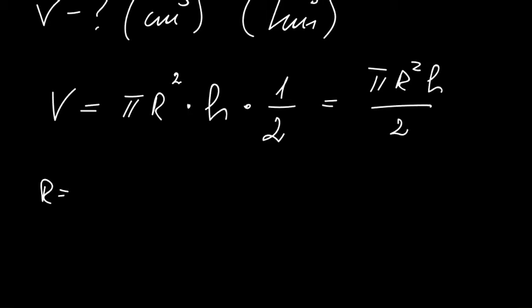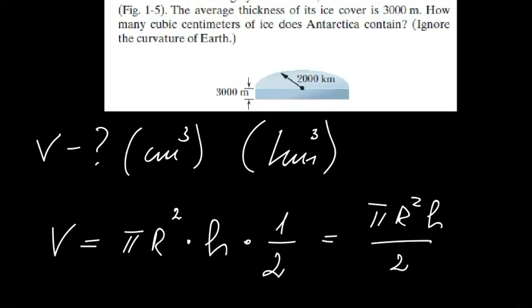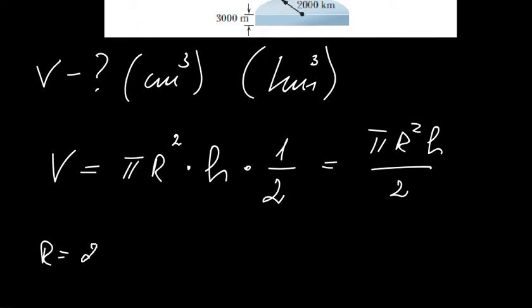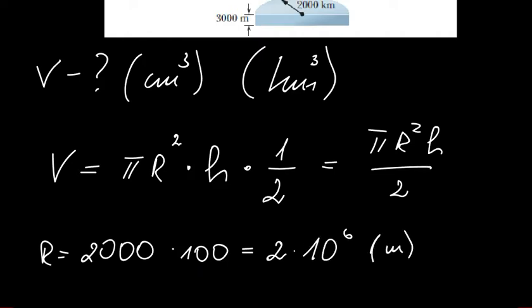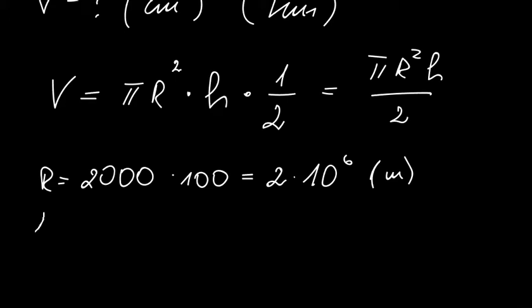So radius is 2000 kilometers. So we could multiply it by 1000 and we would have 2 times 10 to the 6th power meters. That's how many meters it is. I like using base SI units if it's possible in the problem. It is usually convenient, but not always. So, and our height is 3000 meters, it was given.